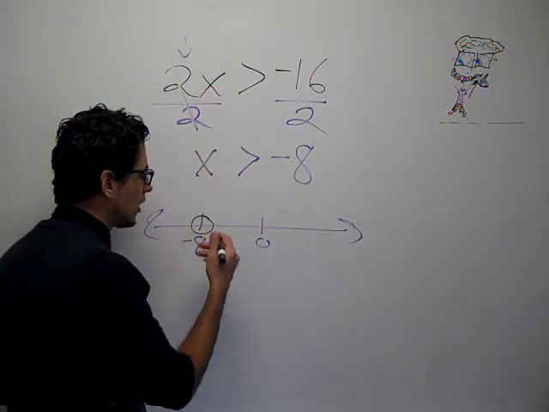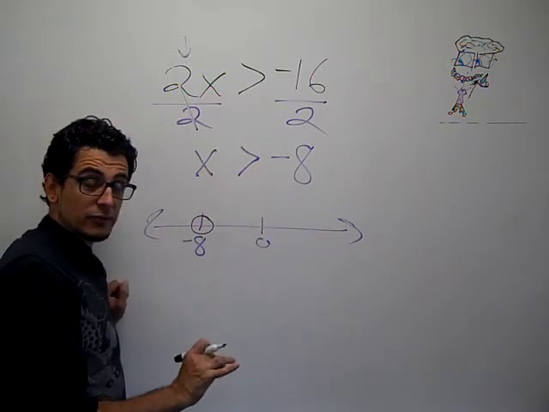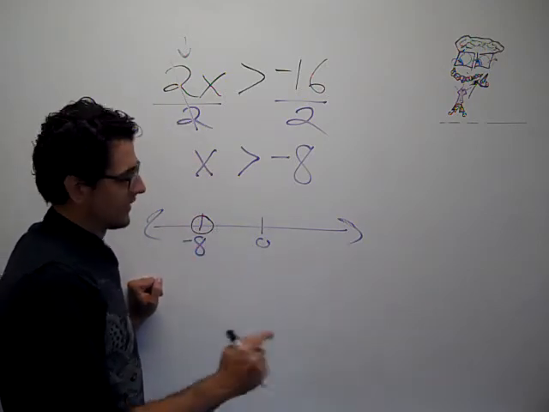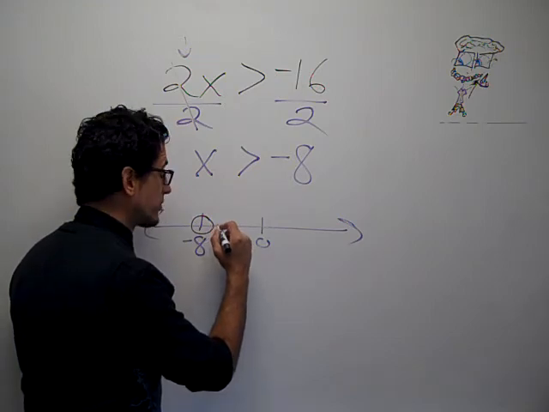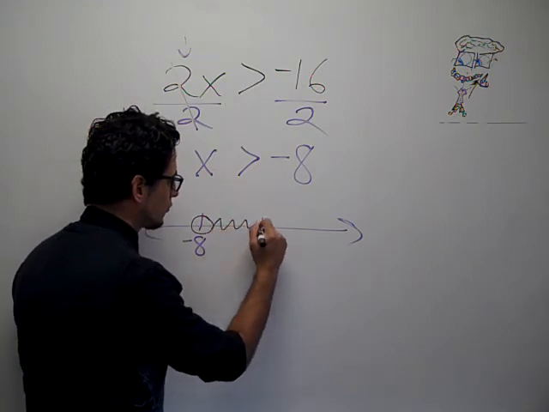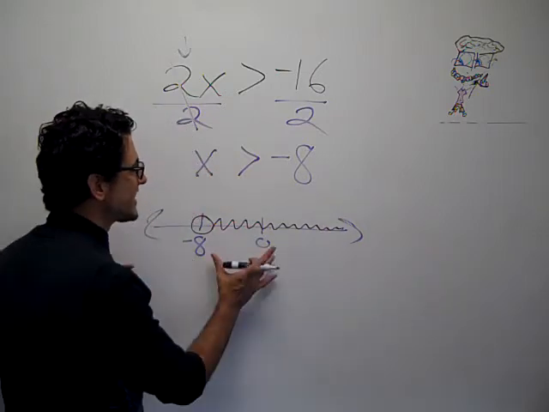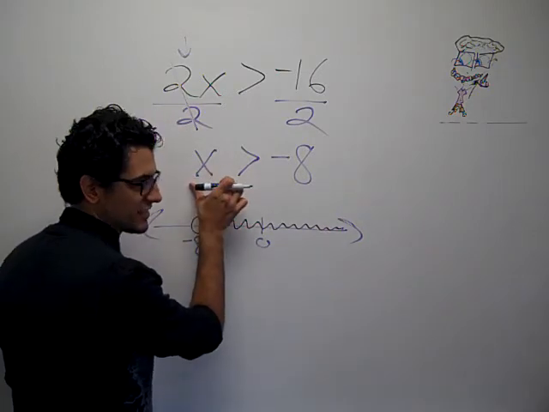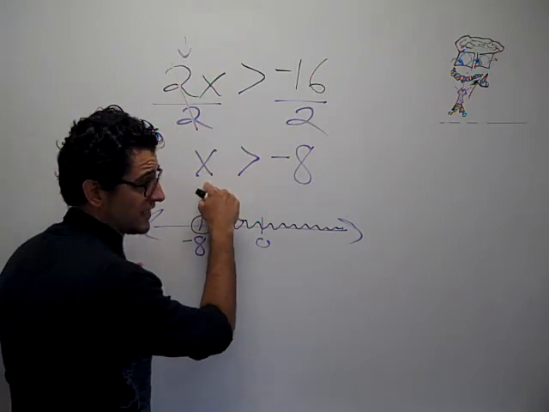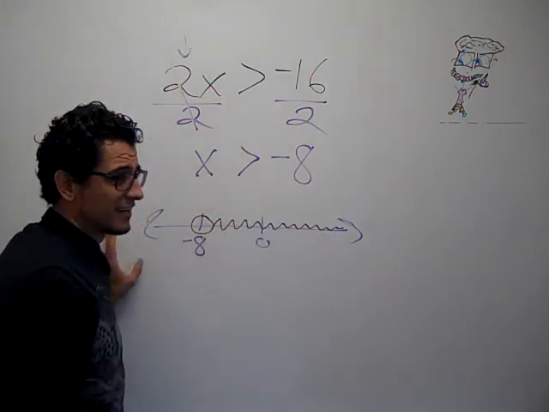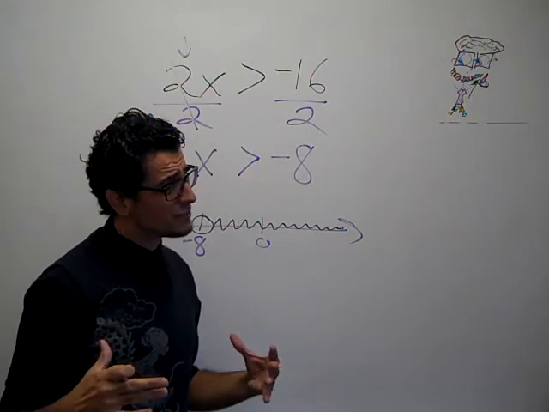Now, I'm going to draw a circle around negative 8 right here on the number line because x does not equal negative 8. It's greater than negative 8. So if x is everything greater than negative 8, it goes to the right. So the idea is x can be any of these numbers to the right. X can be 15 because 15 is greater than negative 8. X could be negative 7 because negative 7 is greater than negative 8. It's an exciting time. You know what I'm talking about.